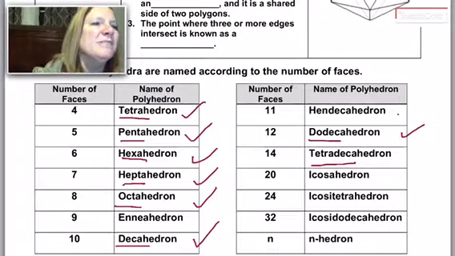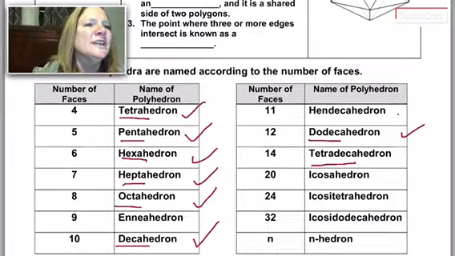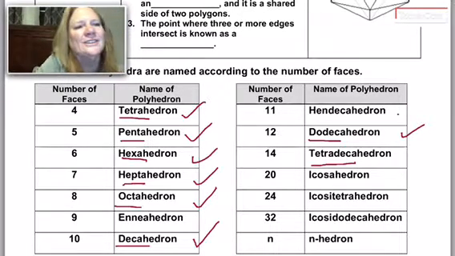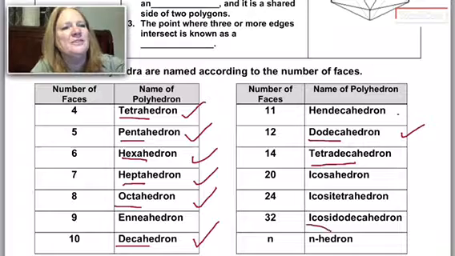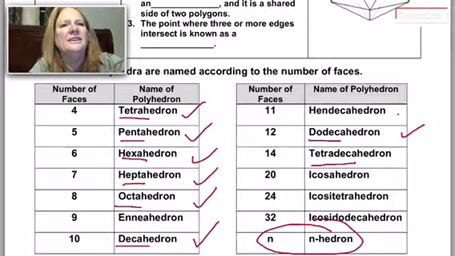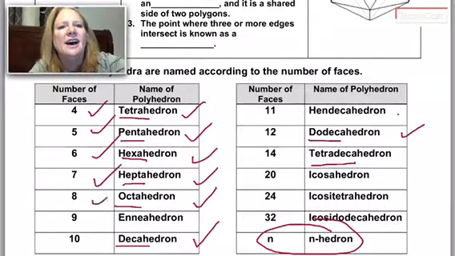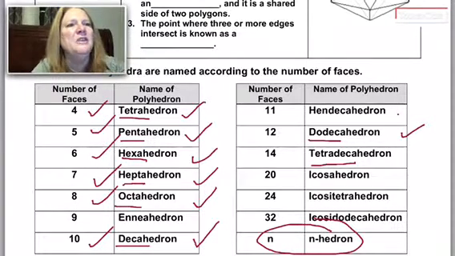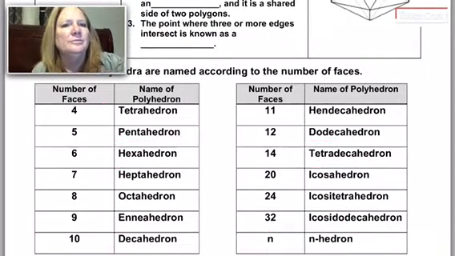24, I'm not sure if I can say it properly, is an icositetrahedron. 32 is an icosidodecahedron. So you don't have to memorize those, but do know that if it has 40 faces, we'll call it a 40-hedron, and so on. But probably the ones tetra, penta, hexa, hepta, octa, deca, you should already know from the polygons, and maybe dodeca. Those are the ones that I think you should be able to remember. Okay.